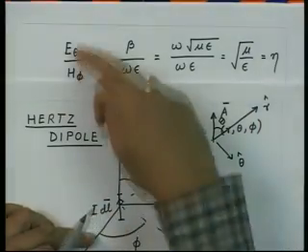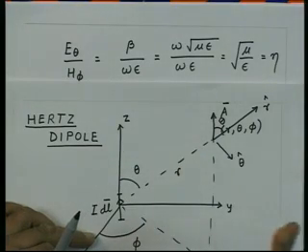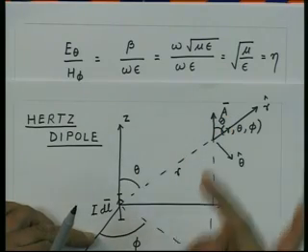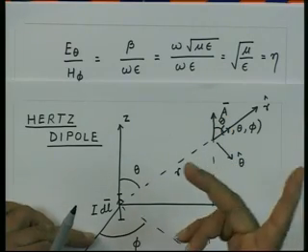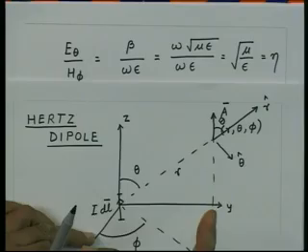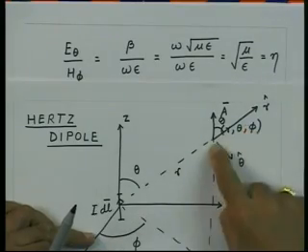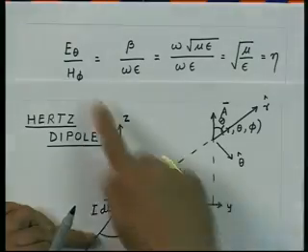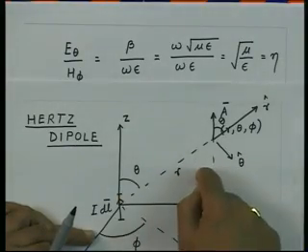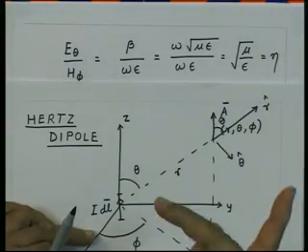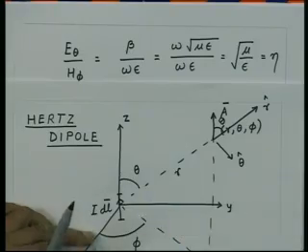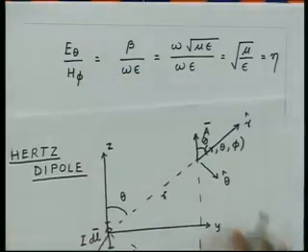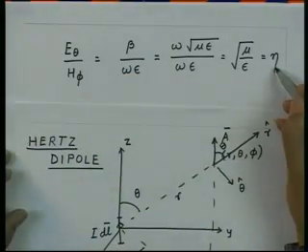That means these fields are having exactly identical properties as we used to have for uniform plane waves, that the electric field, the magnetic field and the direction of the wave propagation are perpendicular to each other. That is what we have here. The wave propagates in r direction, the field is in theta direction, electric field, and the magnetic field is in phi direction. So, these three are perpendicular to each other, and the ratio of the electric and magnetic field is equal to the intrinsic impedance of the medium.